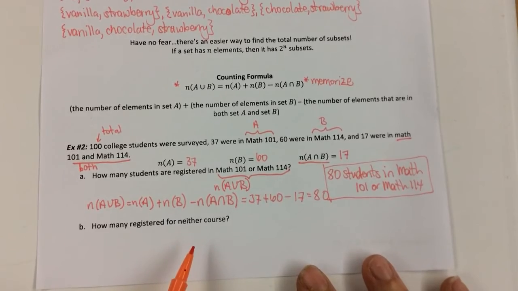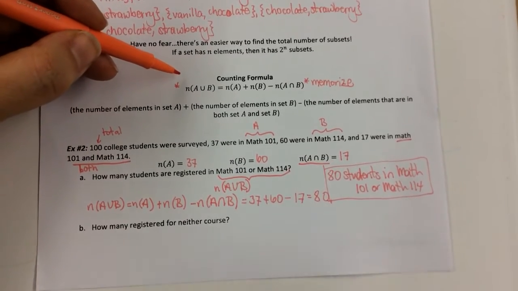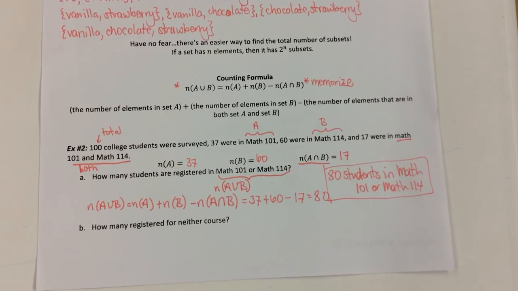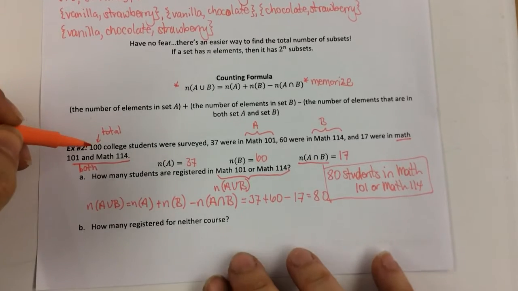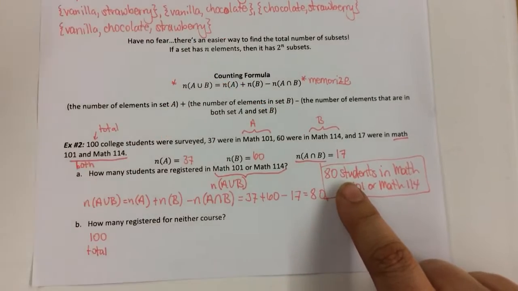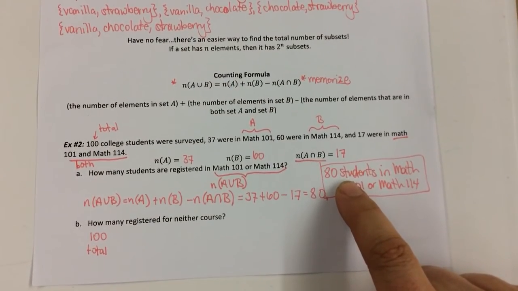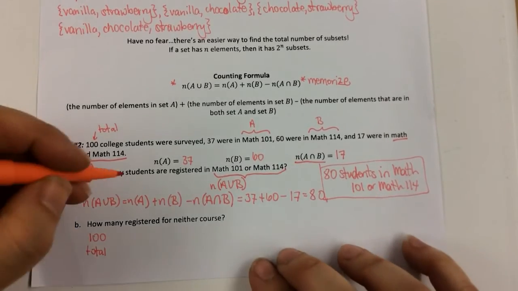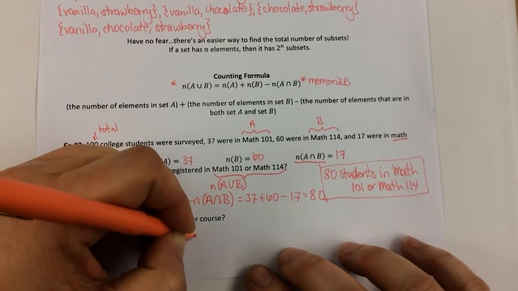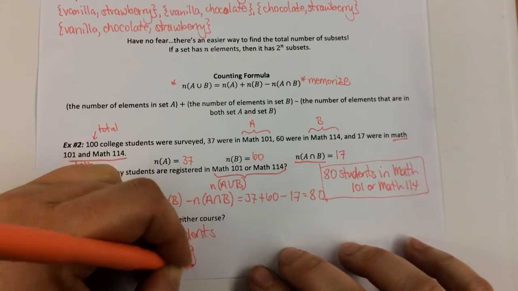How many registered for neither course? Okay, well, we already used this formula, so it's not going to be that formula. Take a second and see if you can figure out something that we haven't used that can help us answer B. Okay, so we know the total number of students is 100. And we know that there are 80 students that are in any class, whether it be one or the other or both. That's the total number of students in anything. So that means 20 students not registered in either class.